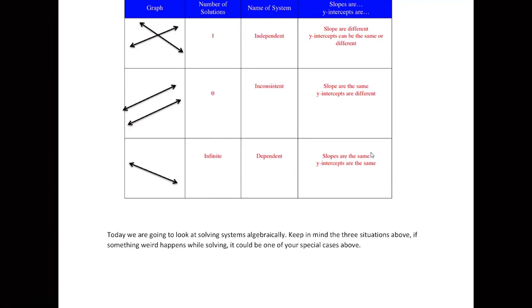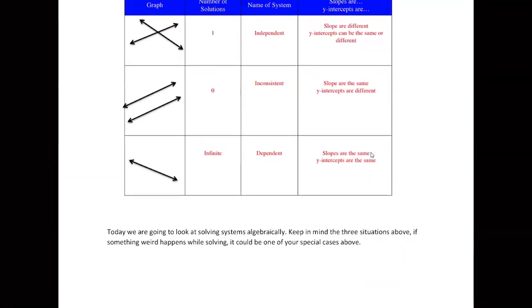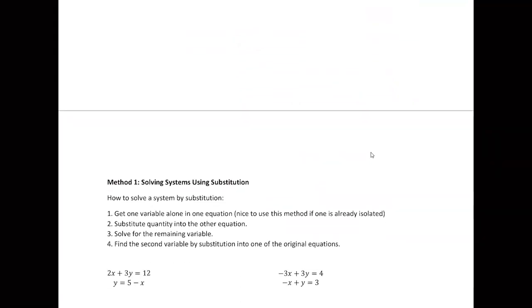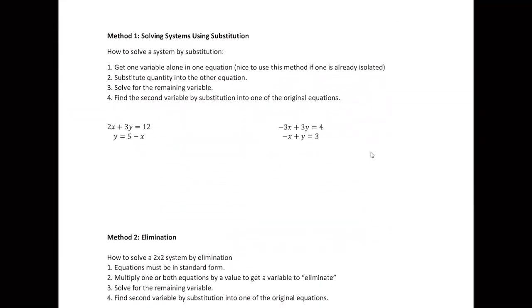So always keep your mind open, but a lot of times they just give you problems that are independent or have a solution, but it's not always going to be the case. And I try to include some in the notes so we could see that. There's two ways to solve systems. The first way is substitution. Basically, you solve one of your equations for one of the variables, get it by itself, and then you plug it into the other equation.